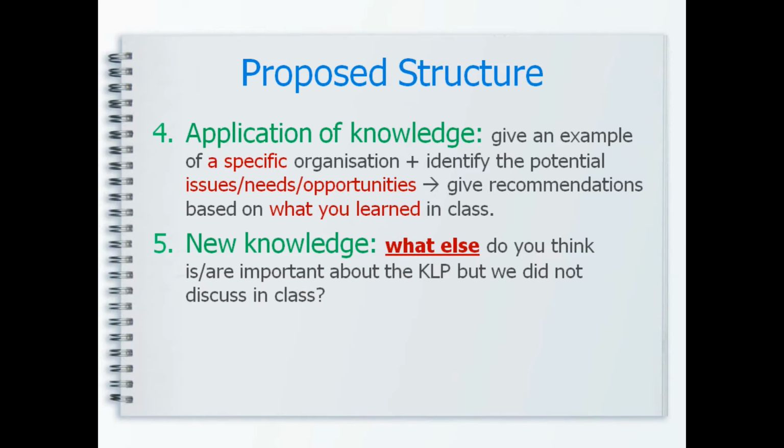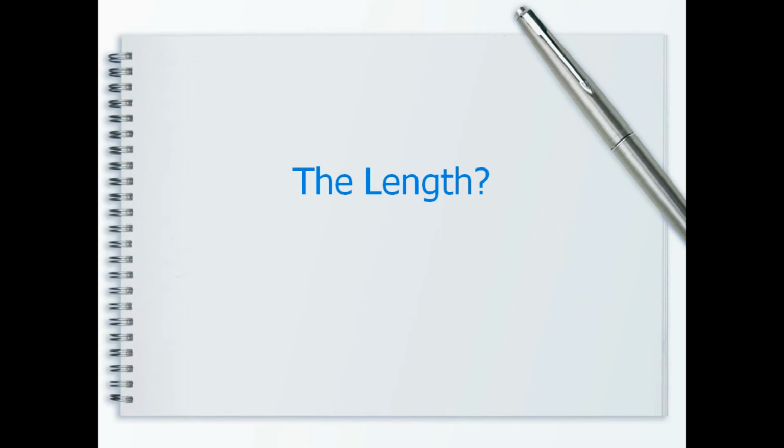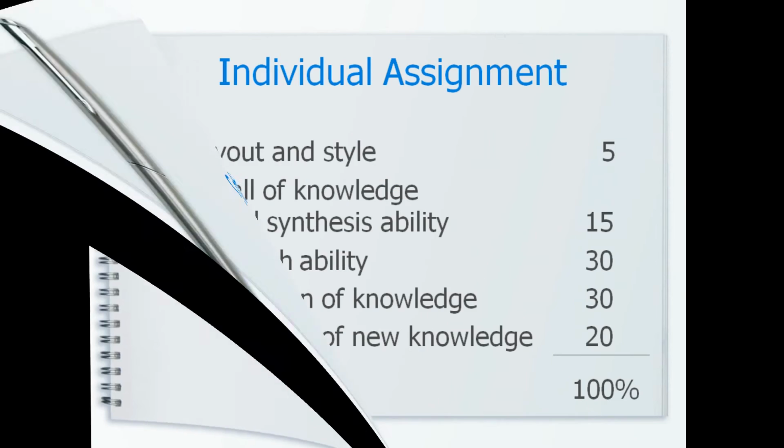The last paragraph should be on new knowledge. What else do you think is important about the key learning point, but you did not discuss it in class? Here, you need to stretch your learning boundaries. Bring something new. Make sure that your key learning point is well stated. Indeed, if the key learning point is wrong, everything below also is wrong. The length of each key learning point presented should not exceed 1.5 pages. 2 pages would be acceptable, but above that will be penalized.